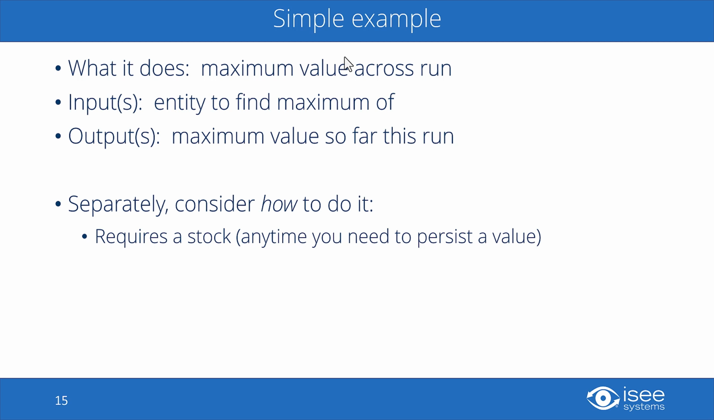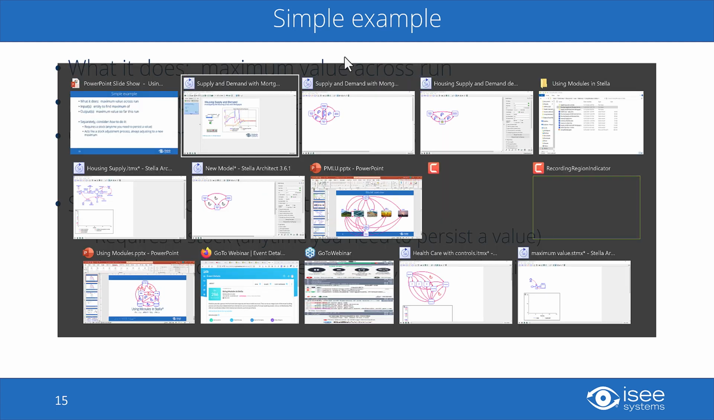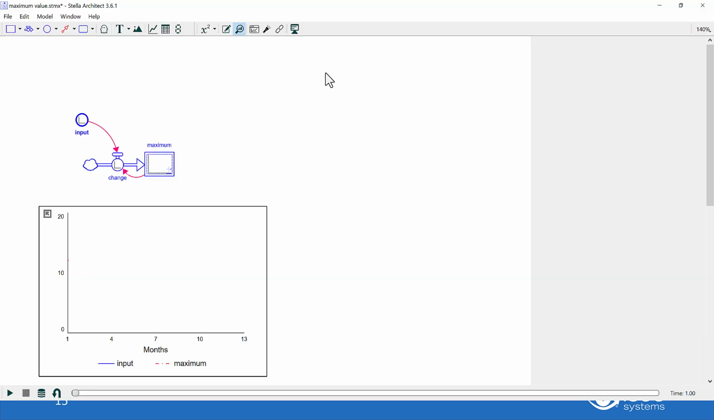We're going to need a stock. Anytime we want to keep a value that we remember as the model goes, we need to use a stock. And it's going to act kind of like a stock adjustment process. It's always going to adjust to a new maximum. So if we go find that somewhere here, by the way, we're going to use this in the last model. We have a stock, and we've set it up as a module output.